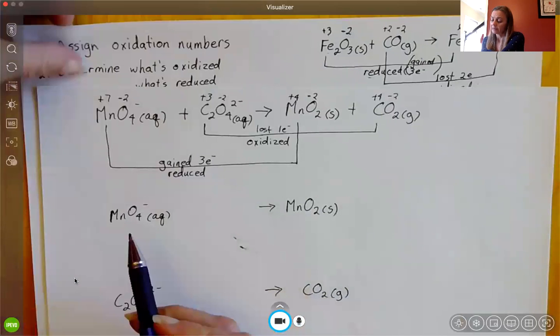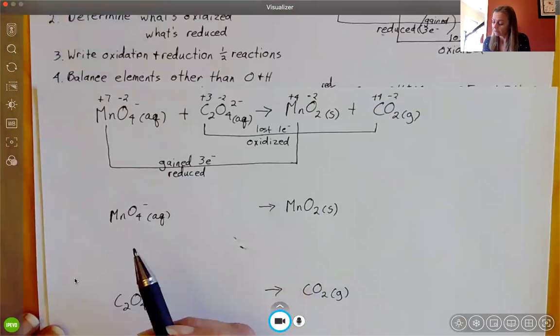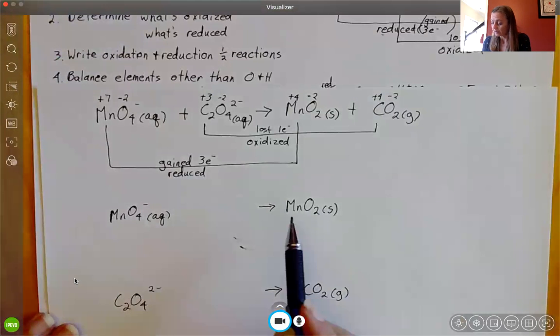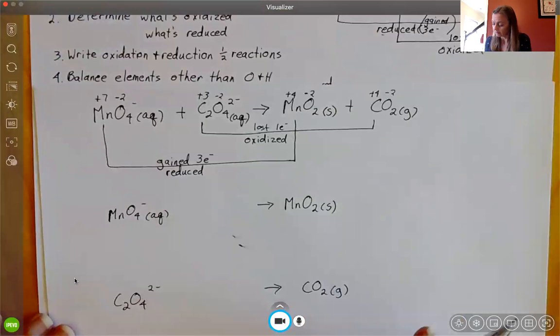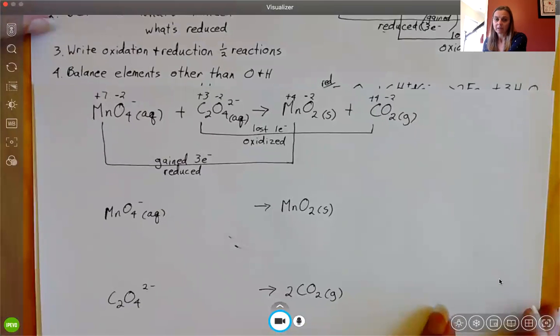So next step, balance the elements other than oxygen and hydrogen. So manganese, I have 1 and 1, don't need to do anything there, but I have 2 carbons and 1 carbon. So I'm going to use a coefficient to make that be 2 carbon. Now we've balanced our elements other than oxygen and hydrogen.